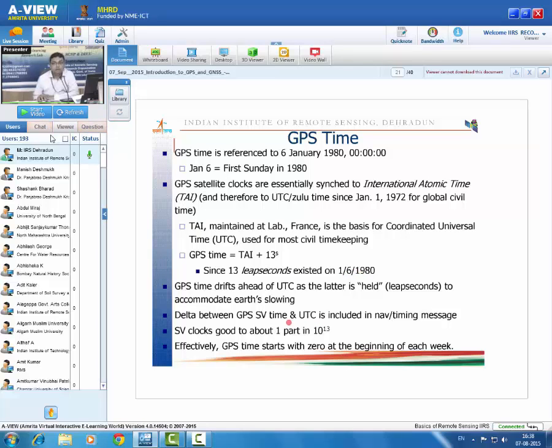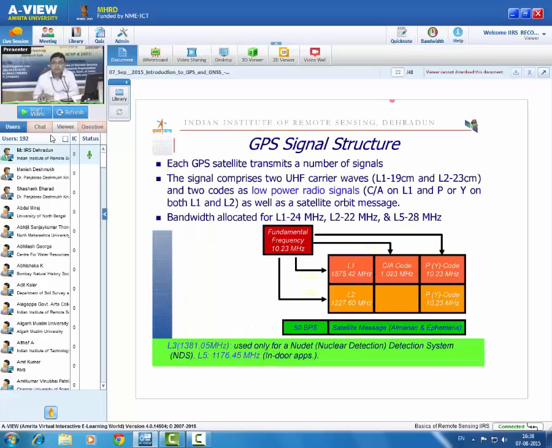Satellite vehicle clocks are now accurate to 1 part in 10 to the power 13. As I told you, this term is variable, but it is taken care by the GPS authorities, and the number is being fed by them into the systems so that the user do not need to worry about the timing. Effectively, GPS time starts with 0 at the beginning of each week. So that means the timing in the GPS is little different as per our regular dealing with the timing.